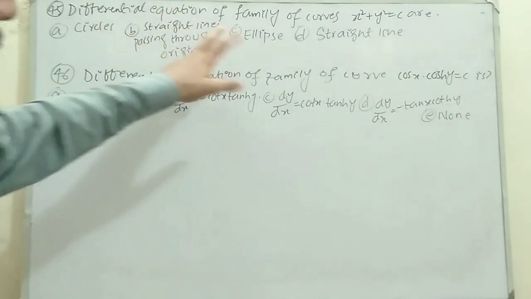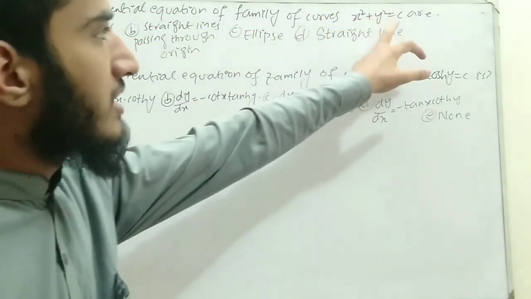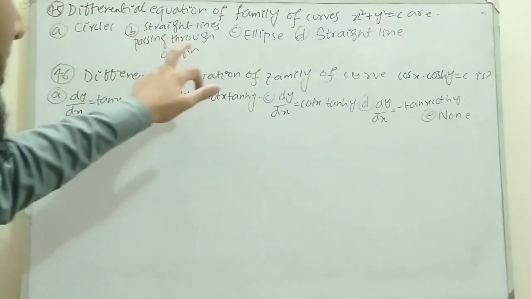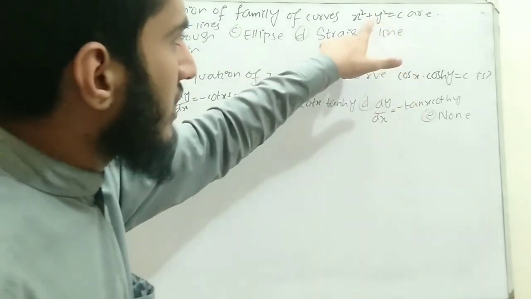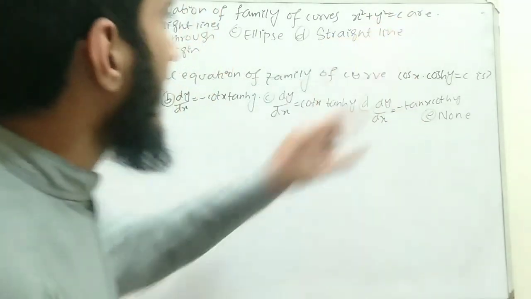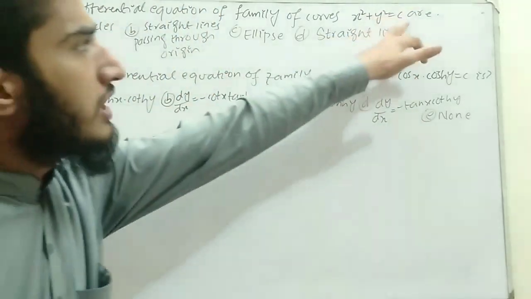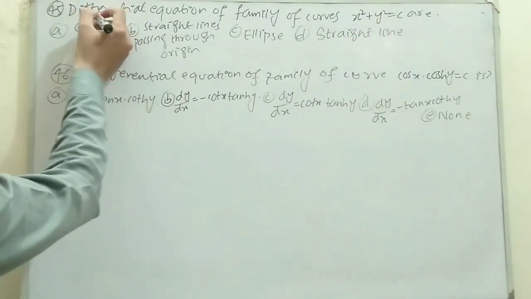It tells that the differential equation of a family of curves x square plus y square is equal to C represents a circle, a straight line passing through the origin, an ellipse, or a straight line. Remember, x square plus y square is equal to a square is the equation of a circle. So here we have C not a square. It means that the first option is incorrect.